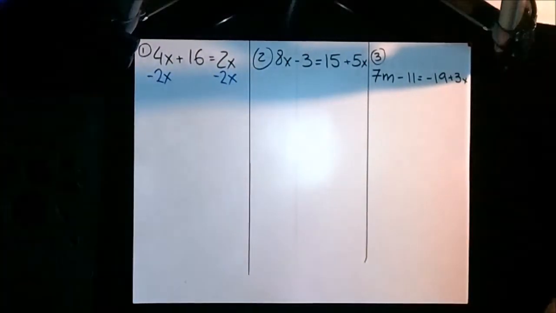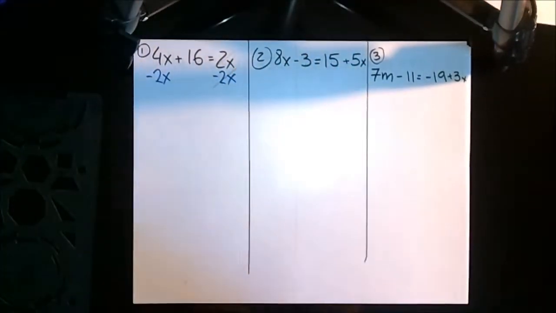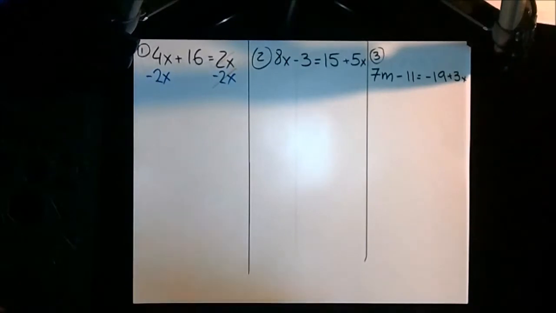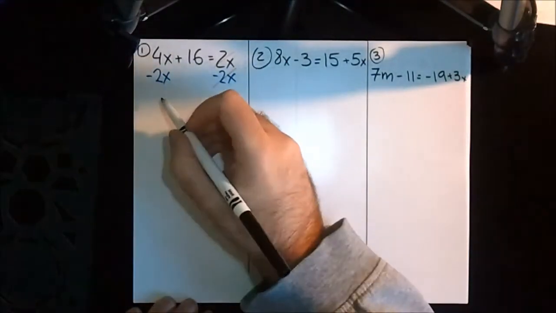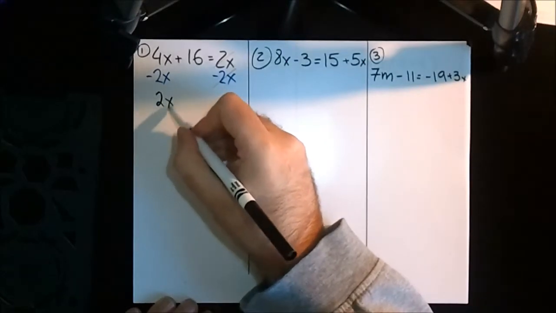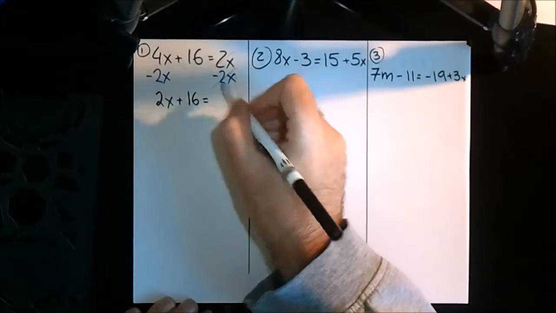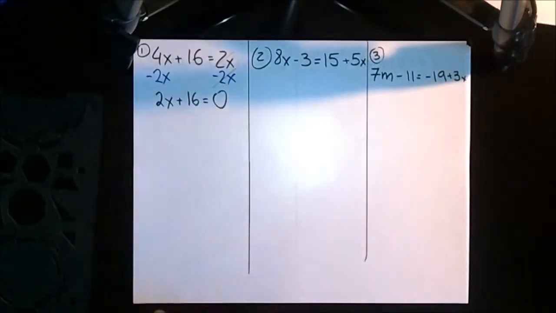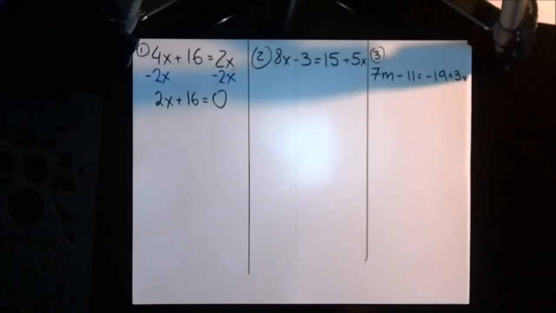2x minus 2x, that's gone. You can cancel it out to 0. And over here, 4x minus 2x is just a positive 2x. The 16 comes down. And all of this is just 0 now, so I don't have to write anything else there. Now it's just a two-step equation where I'm trying to isolate my only variable, which is only on one side now, which is perfect.